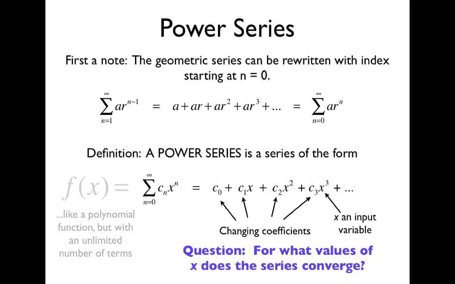Okay, so then this begs the question, right? So for what values of x will the series converge, and for what values of x will it diverge? So not only is each term a function of n, but also x is involved. So x is going to play a big role in the convergence of this. Okay, questions on what a power series is?